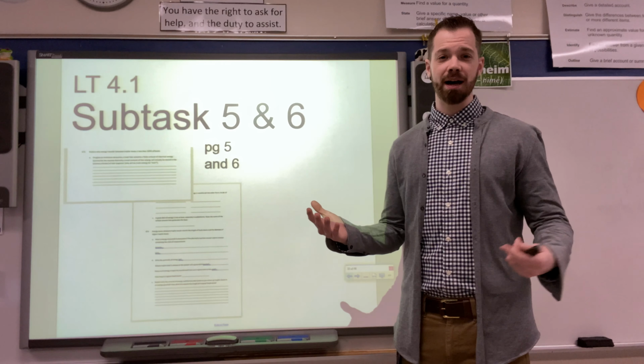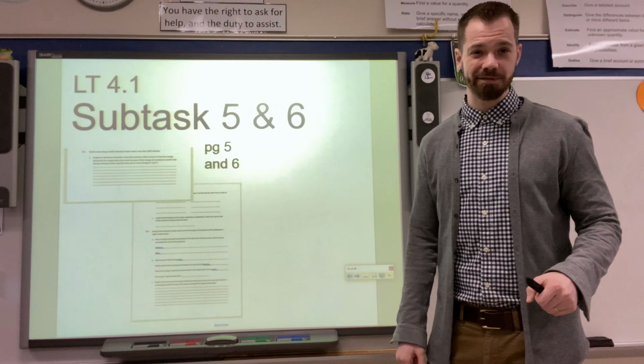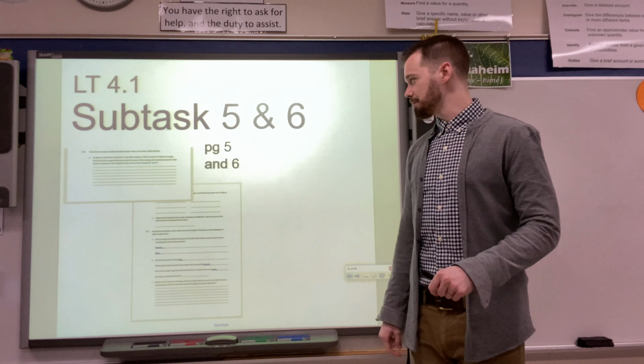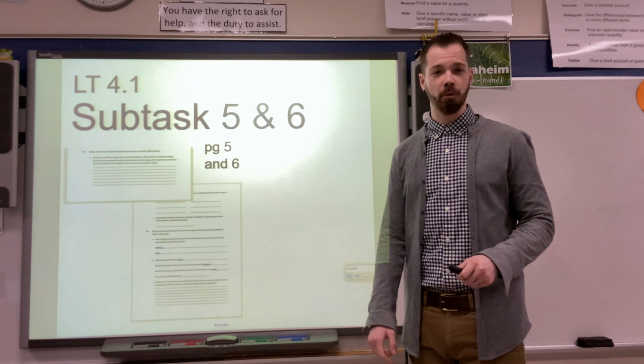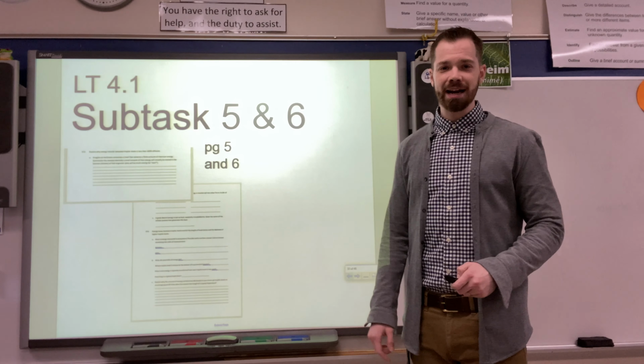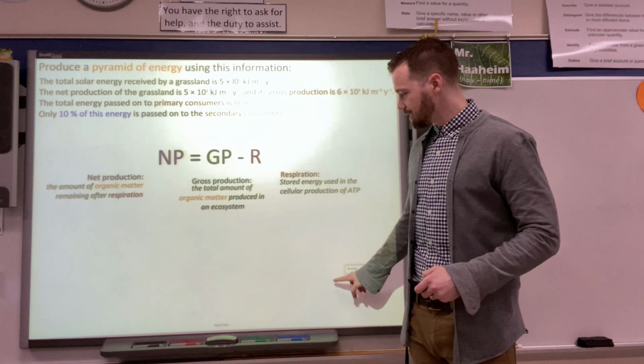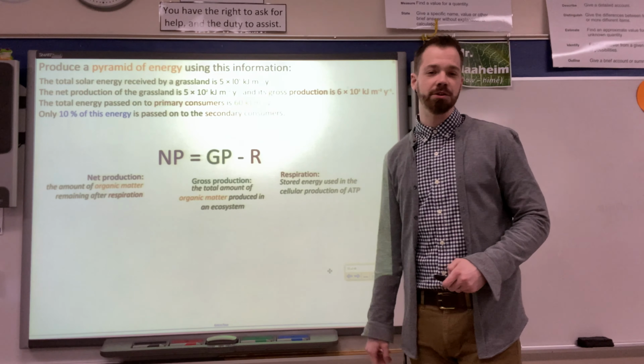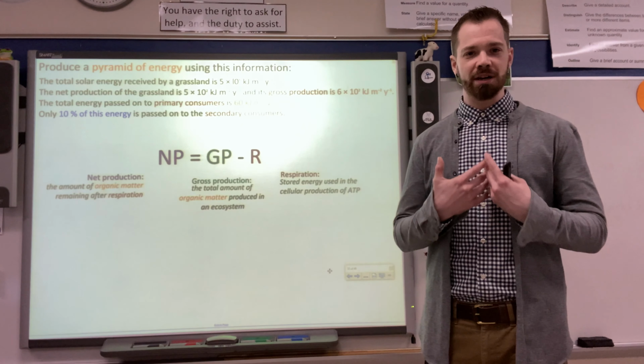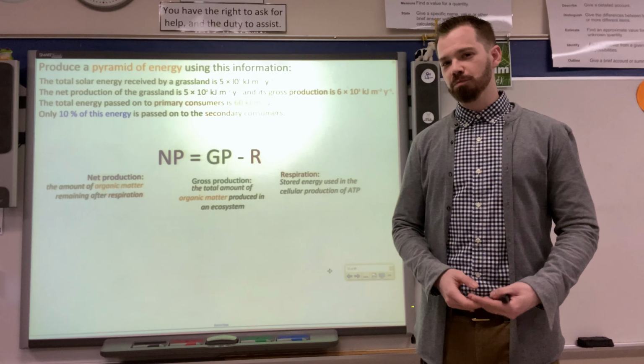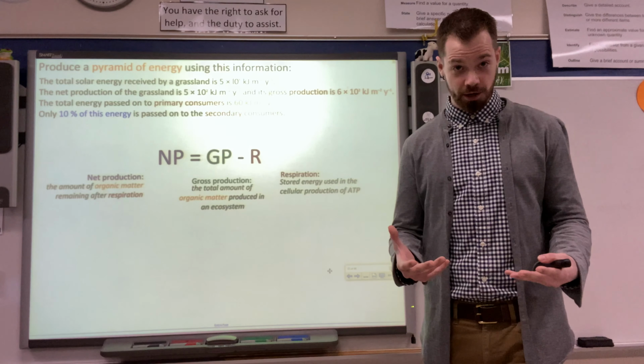Hey, here we go. Here are the last two subtasks, 5 and 6. You can find those on pages 5 and 6 of the homework. So the idea here is that we actually can use certain values that we know about an ecosystem's energy to predict other aspects of the ecosystem.